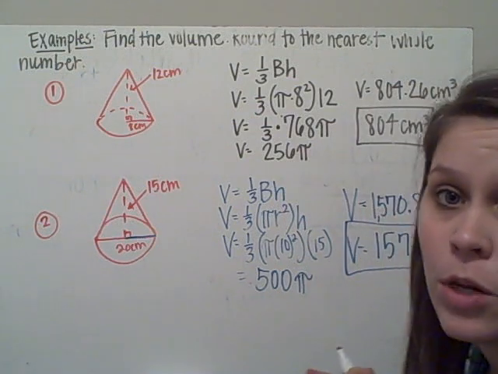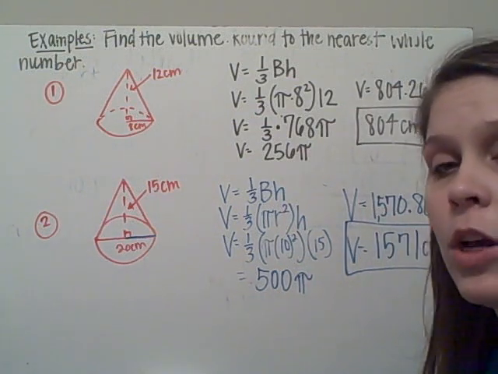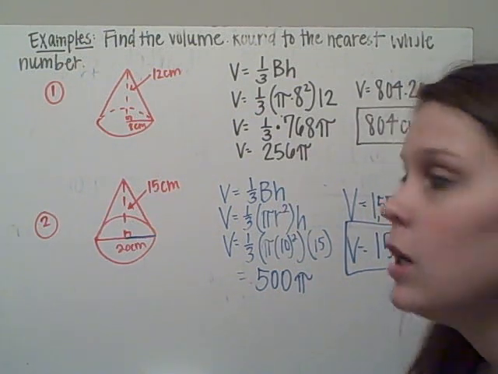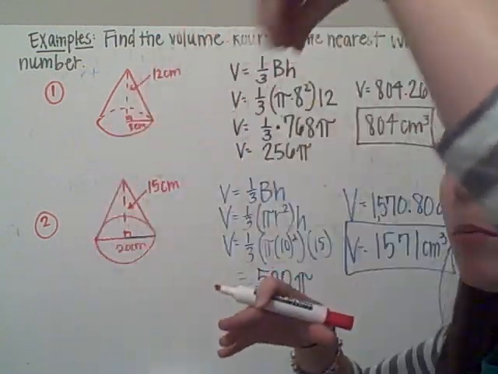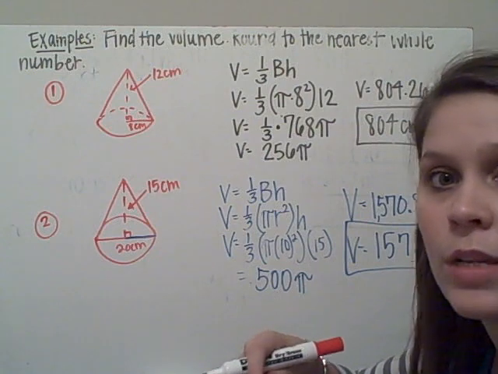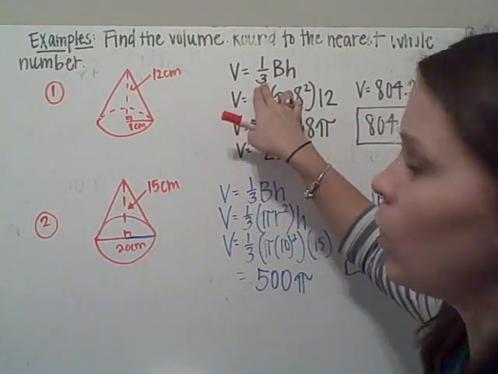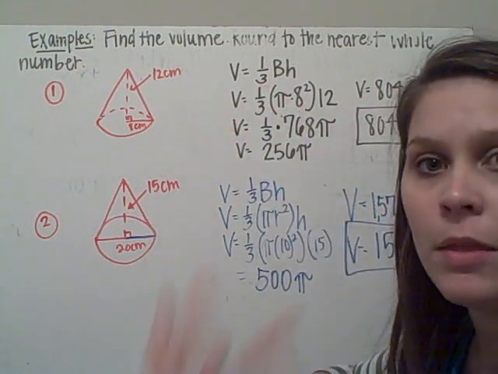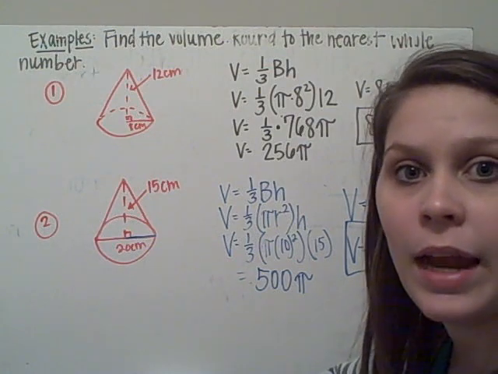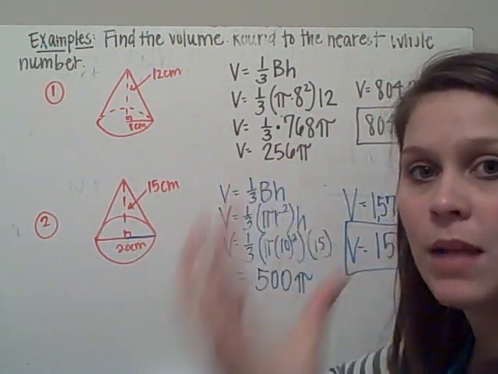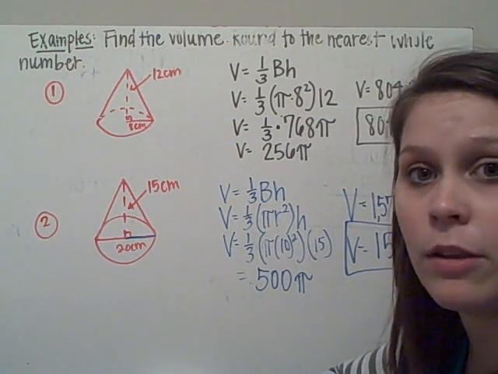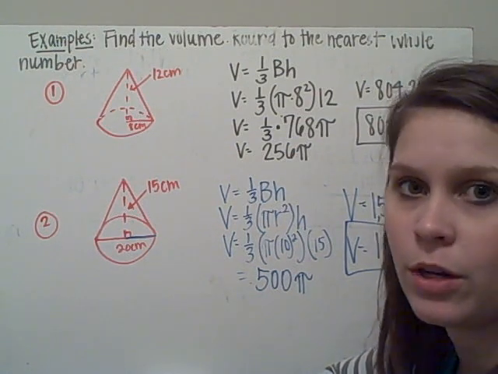Now we're going to look at some cones, and we're going to find the volume of the cone and round it to the nearest whole number. And remember, anytime it comes to a point, so our cones and our pyramids, it is always going to be that 1/3 being multiplied by the big B and the height. So anytime it comes to a point, it's going to be 1/3 times that big B, the area of the base, times the height of your whole figure.